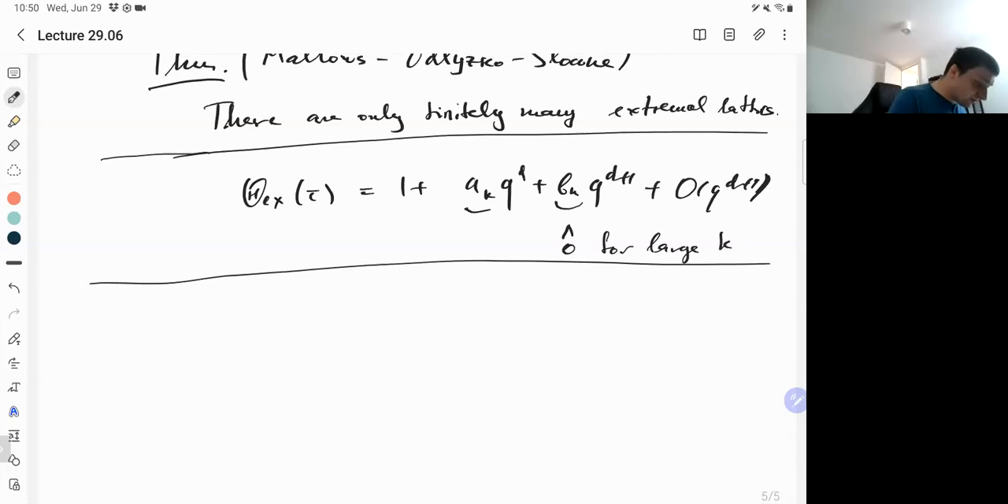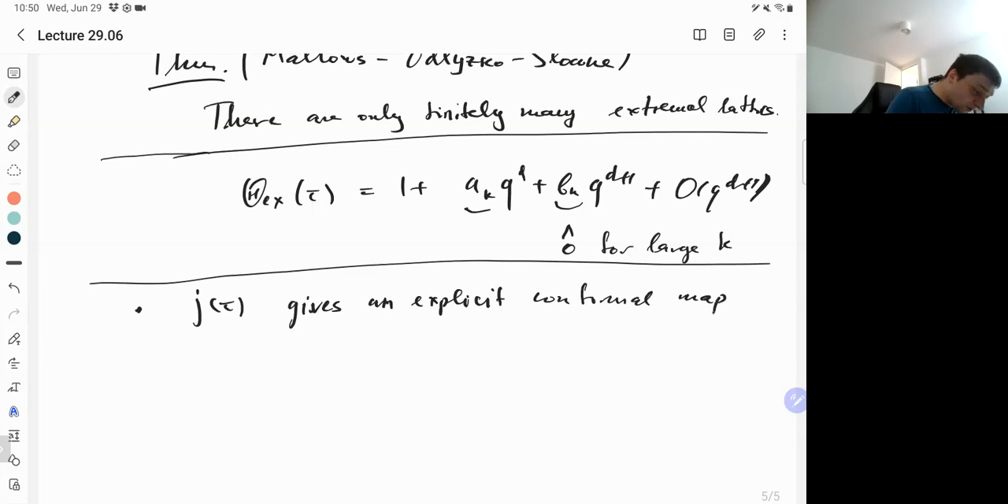And so maybe let me finish with something that will be useful in the universal optimality part of the course. If you don't particularly understand why the J function is interesting, there's one way which maybe you will appreciate. J(τ) gives an explicit conformal map from the fundamental region that we were working with, from this region here.